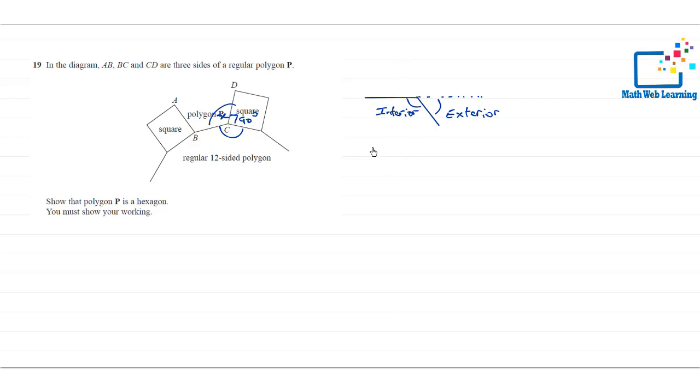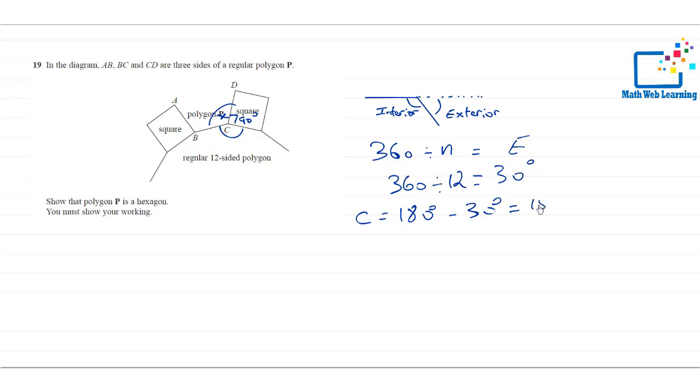We're gonna use the formula 360 divided by n. That will give you the exterior angle. So let's do that. 360 divided by 12. All right, so that is the exterior angle. Now, to calculate the interior angle, you do 180 minus 30, so that's the angle C. That is 150 degrees. Let's mark it here. So far we've got 150 degrees. We've got 90 degrees. It's now so easy to calculate the interior angle of polygon P.